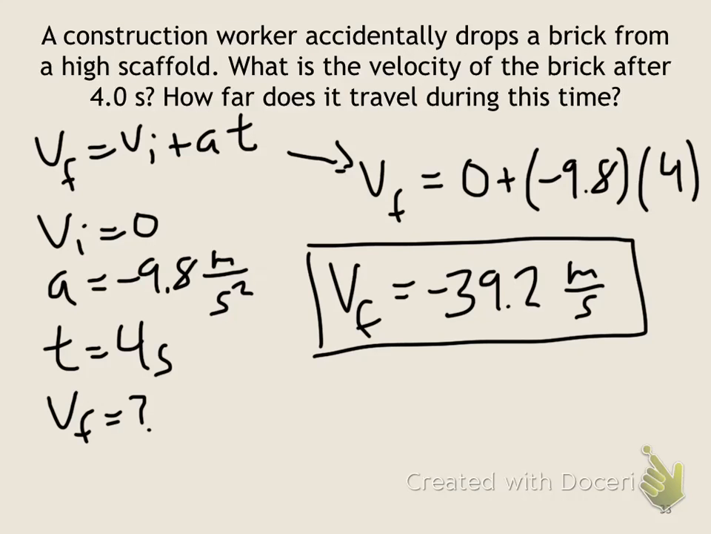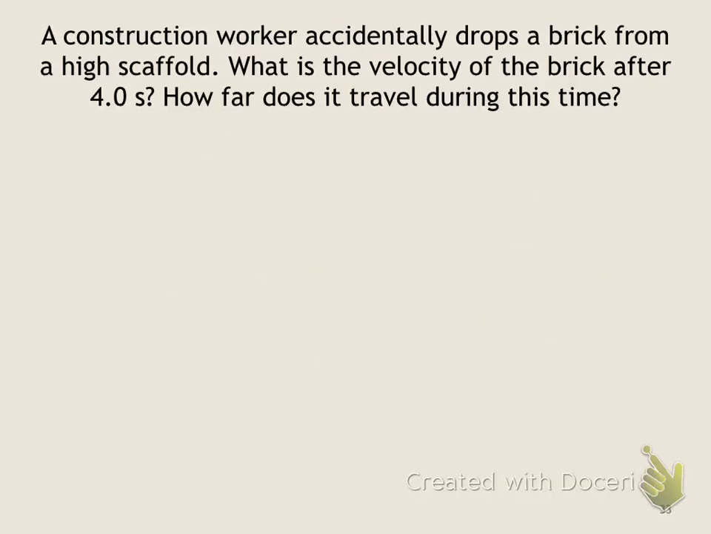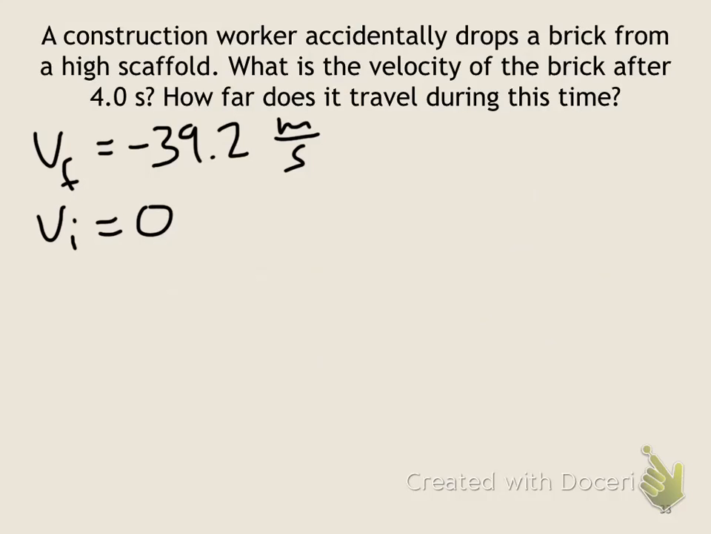Oh, you know what? We didn't do the second part, did we? Nope. How far does it travel during this time? So now we already have our VF. Let me write that again for you. And we still have our VI, which was 0 because we're dropping it. We still have our acceleration, which is negative 9.8 meters per second squared.